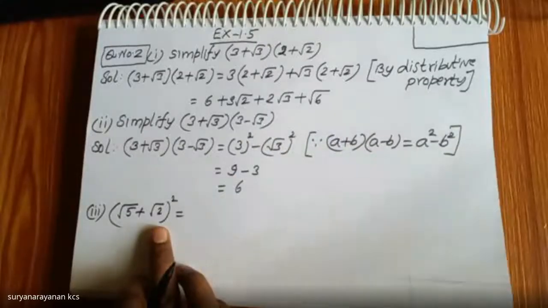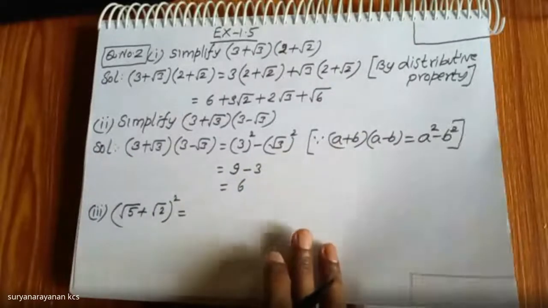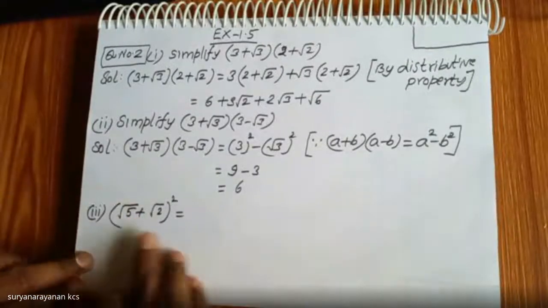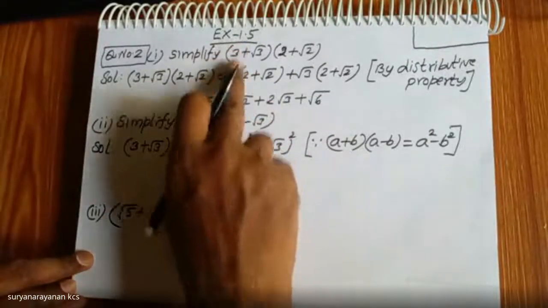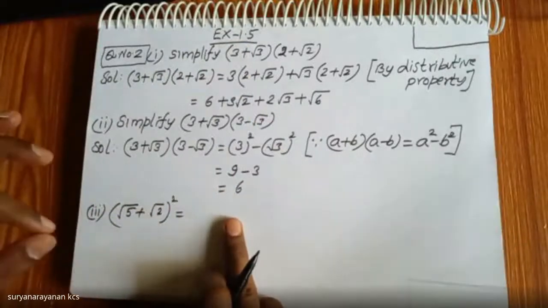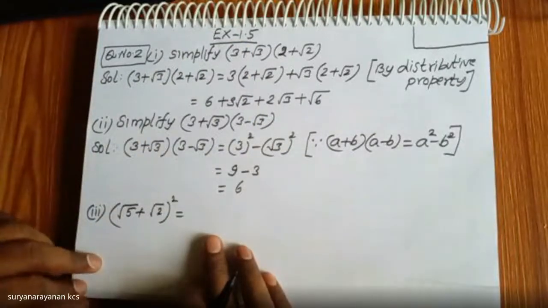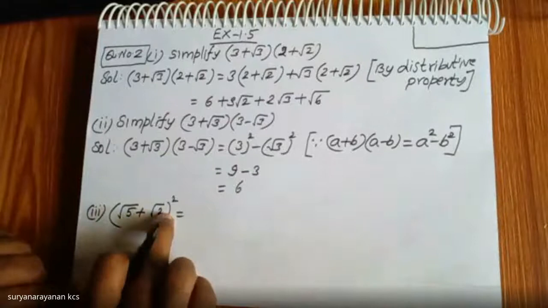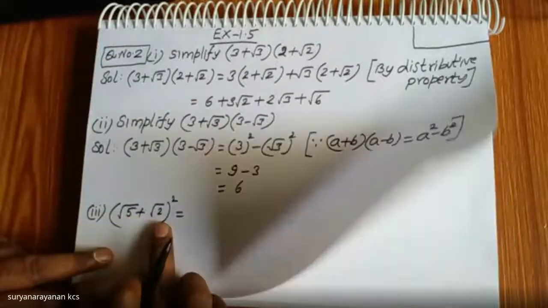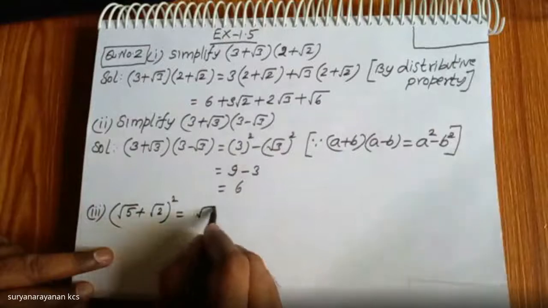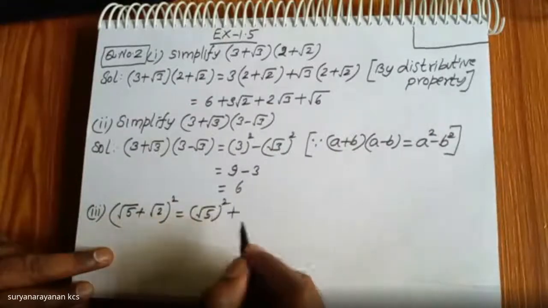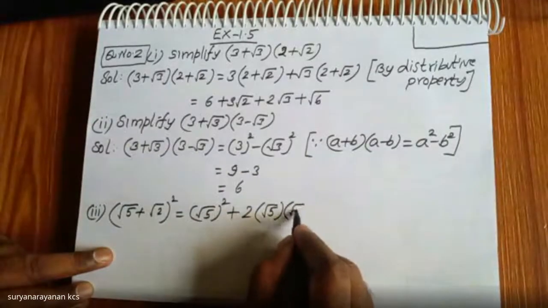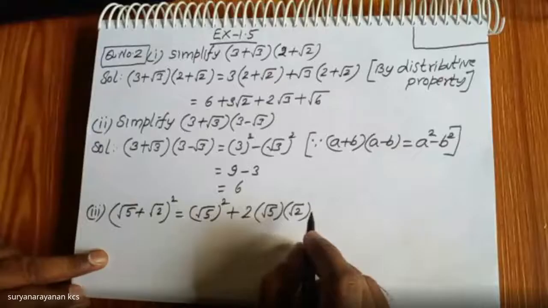Yes, we have to identify an appropriate algebraic identity to simplify the given algebraic expressions. Previously, I told you at the beginning of this question itself, you have to imagine these are algebraic expressions. So, a plus b whole square, where a is equal to root 5 and b is equal to root 2. So, root 5 whole square, a square plus 2ab, 2 into root 5 into root 2.